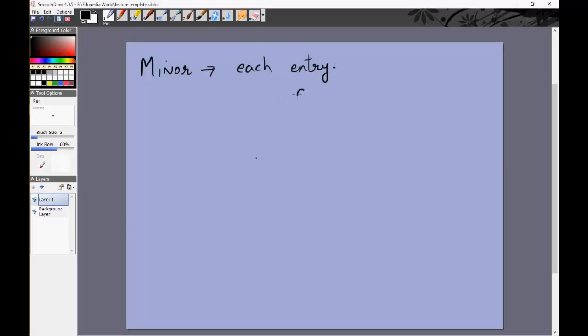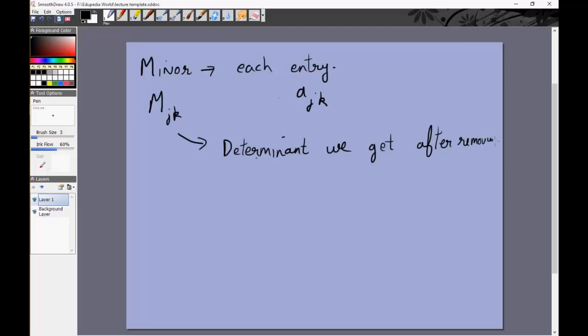So if the entry is Ajk, then the minor is often written as Mjk. And the minor is nothing but the subdeterminant of Ajk. So the minor is the determinant we get after removing the jth row and the kth column.